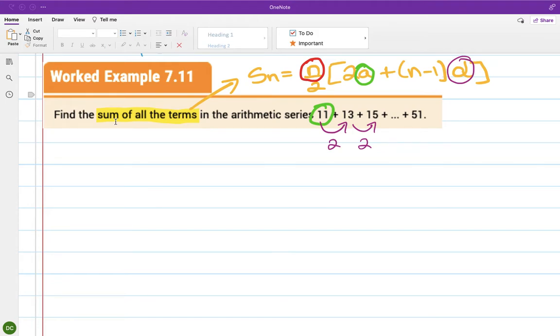So you can go like, 11, 13, 15, 17, 19, 21, 23, 25, 27, and keep going and going. And when you get to 51, count all the numbers and then you'll know N. Or there is a different way of doing it. You can use that formula we used before, the TN formula.